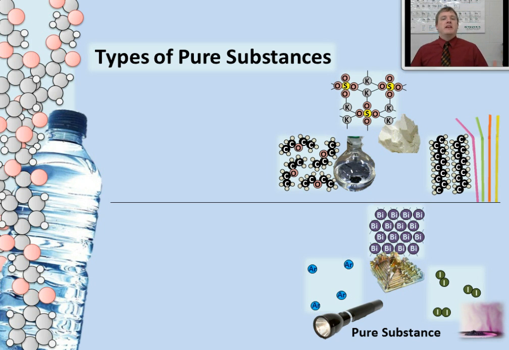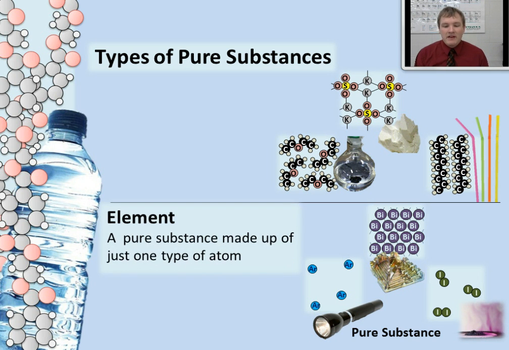They're all pure because they're all made up of a single building block, but the ones on the bottom have all the same type of atom. And if a substance is ever made up of just one type of atom, we call that pure substance an element. Elements are made up of one type of atom regardless of how those atoms are bonded together.